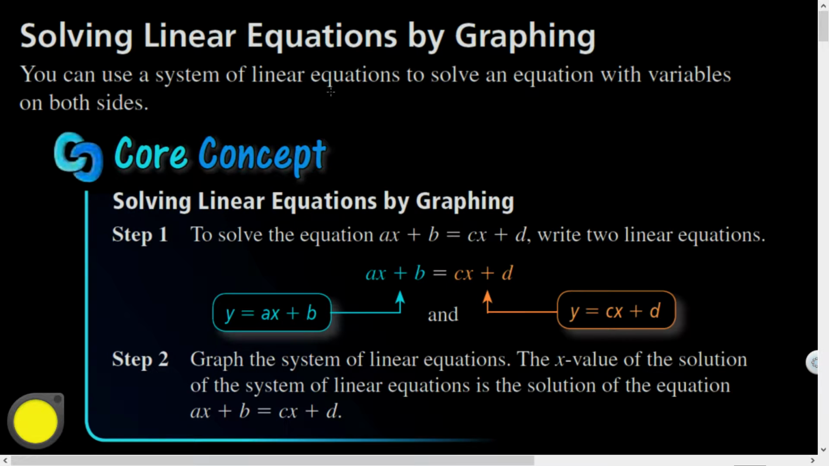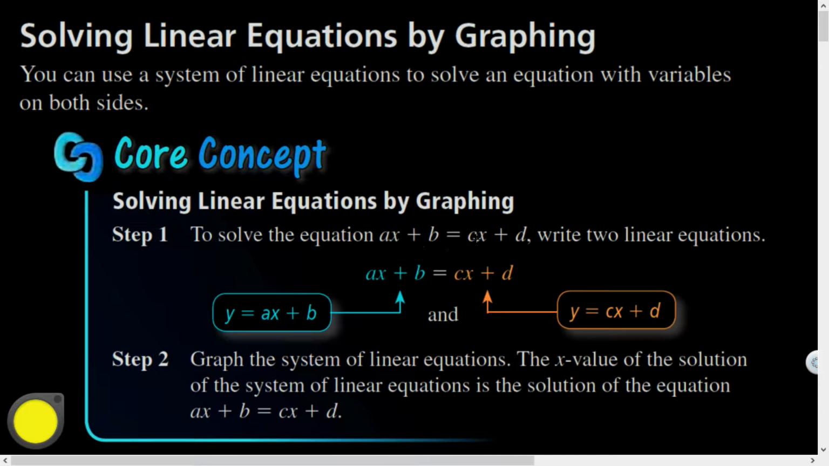You can use a system of linear equations to solve a single equation with variables on both sides. So if I was solving this equation over here, with all sorts of crazy letters in the place of numbers, what you could do is write two linear equations out of it. I could say, let's take this and write an equation y equals that, and let's take this and write an equation y equals that. The solution will occur when these two graphs equal each other. That's kind of the idea.